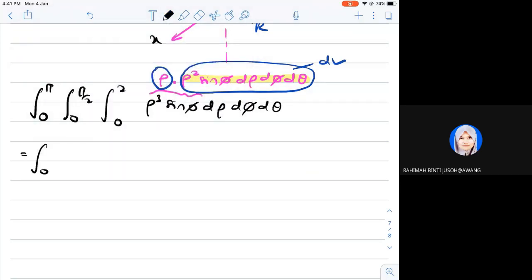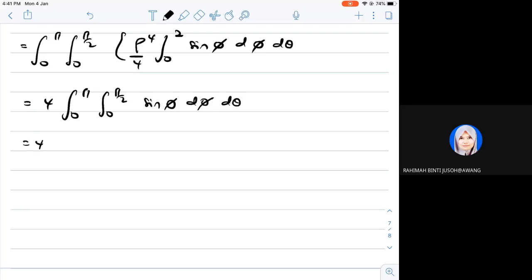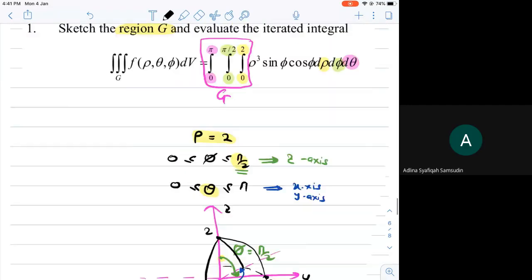Okay, so let us proceed with the integration. So 0 until pi, 0 until pi over 2, integrate rho cubed becomes rho to the power of 4 over 4. Substitute 0 and 2. So we have sine phi. 2 to the power of 4 is 16 divided by 4 should be 4 lah. So take out 4. So integrate sine phi, we get what? Negative cos phi, isn't it? Kan, integrate sine dapat negative cos.